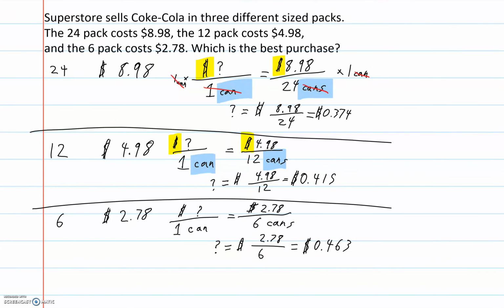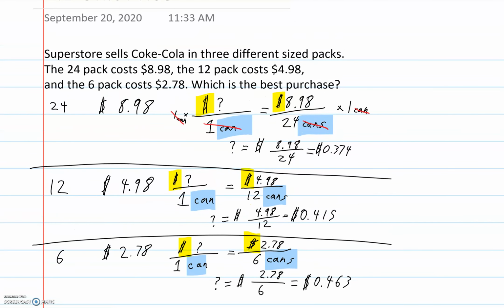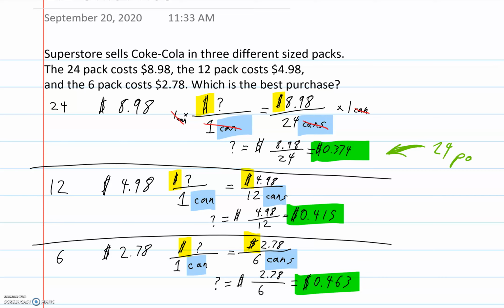But let's highlight anyway. So we've got dollars on top, can on bottom, and then you use opposite operators. So which one is the best price per can? In real life, these are real numbers. I actually looked them up, made sure that they're legit. Which one of those is the least per can? Well, the 24 pack is the best deal. 24 pack is best. So buying in bulk, at least in this situation, is better.